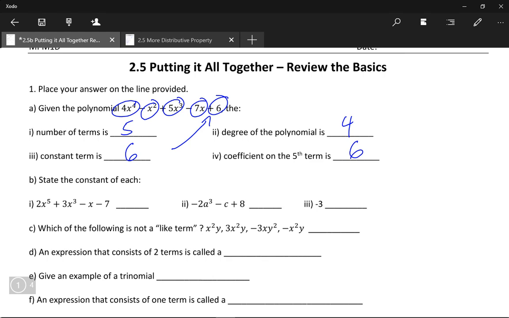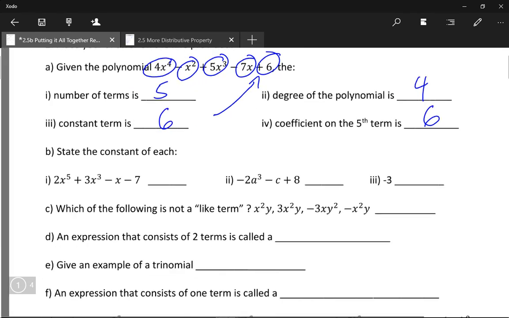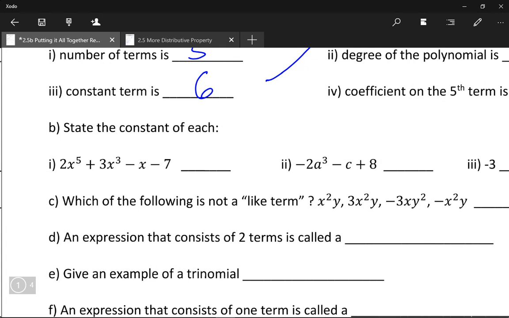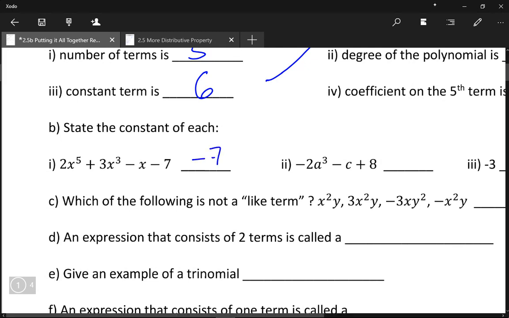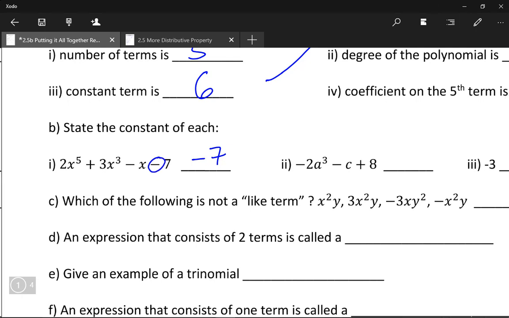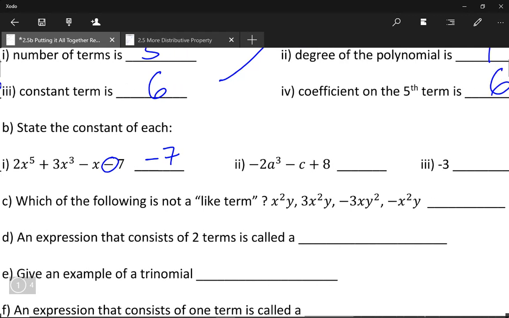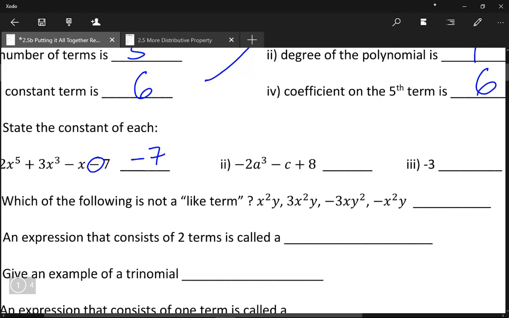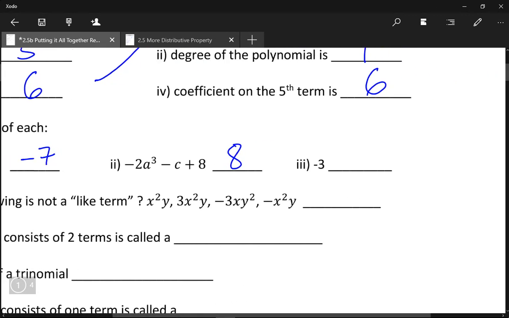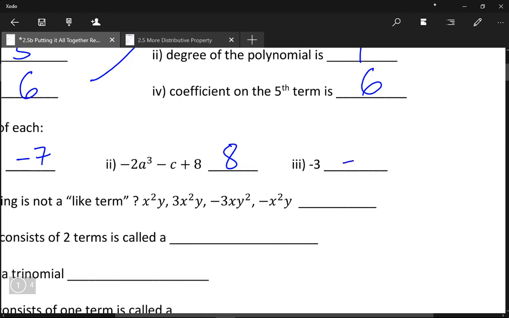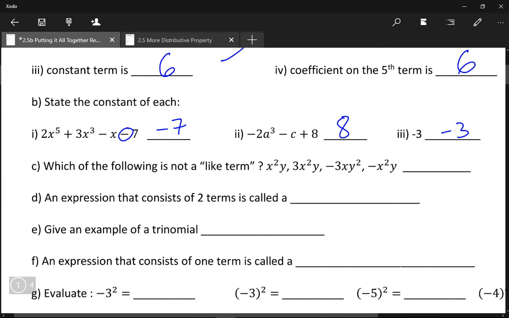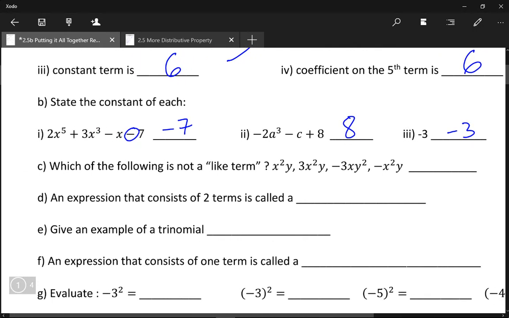State the constant of each. What's the constant in the first one? 7, or is it negative 7? Negative 7. Be careful with the sign as well. If you see that minus sign in front, that also indicates what the sign for the constant will be as well. Second one, we have 8, and the third one, a constant is still a constant, even if it's not in a polynomial.